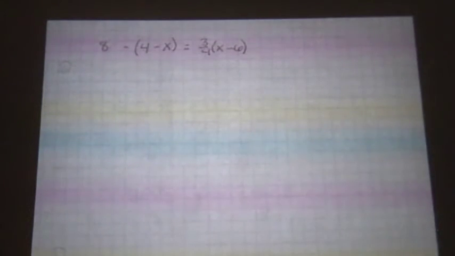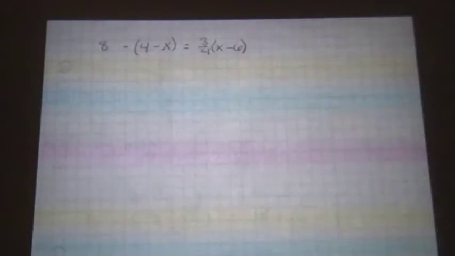So we're going to look at number 8. Number 8 is negative on the outside of the parentheses, 4 minus x inside the parentheses, equals 3 over 4, and that's times x minus 6. And so the first thing I want to do is get rid of my fraction.